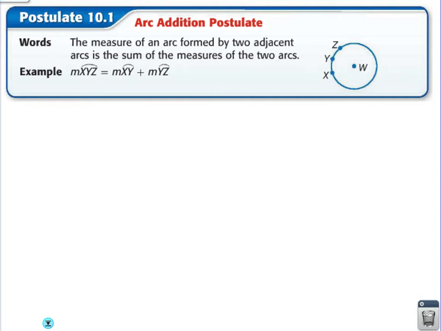The arc addition postulate states here, the measure of arc XYZ. And notice that's a minor arc. But is it okay that we call it XYZ? Do we know exactly? Yeah, go in that order, X to Y to Z. That's a minor arc. That's fine. The measure of arc XYZ is equal to the measure of arc XY, which is this small one, plus the measure of arc YZ, which is that small one. That's all the arc addition postulate states.